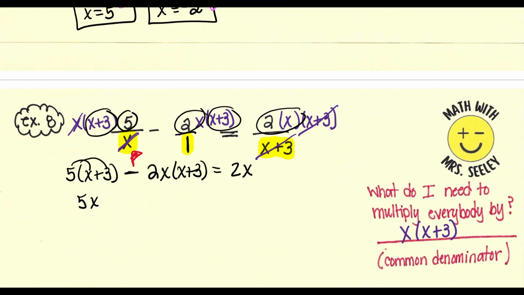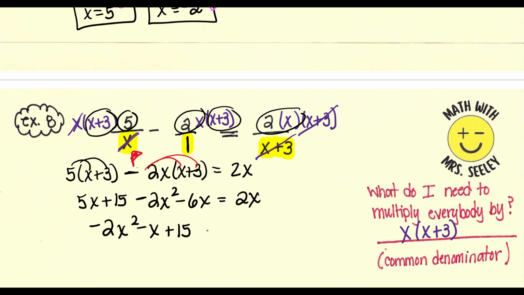Distribute, and you get 5x plus 15. Watch that negative. It needs to go through so carefully. Negative 2x times x is negative 2x squared. Negative 2x times 3 is negative 6x is equal to 2x. All right, I'm going to collect my like terms. So negative 2x squared minus x plus 15 equals 2x. We're going to set this equal to 0.